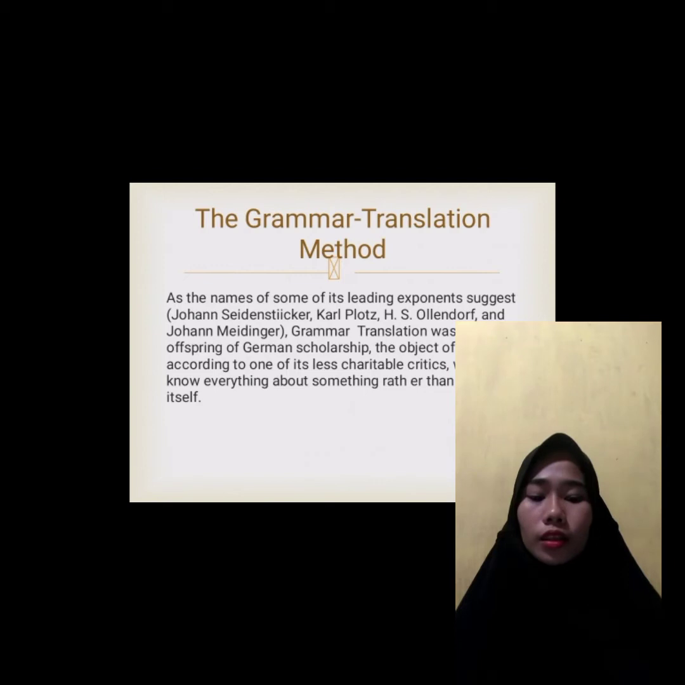1. The grammar translation method. As the names of some of its leading exponents, such as Johann Seidenstücker, Karl Plötz, H.S. Ollendorff, and Johann Meidinger suggest, grammar translation was the offspring of German scholarship, the object of which, according to one of its less charitable critics, was to know everything about something rather than the thing itself.